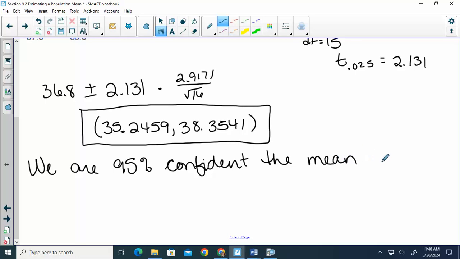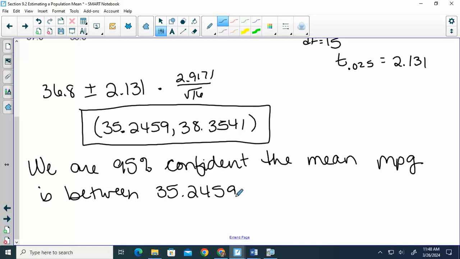The mean, I'll put it on, is between 35.2459 and 38.354.